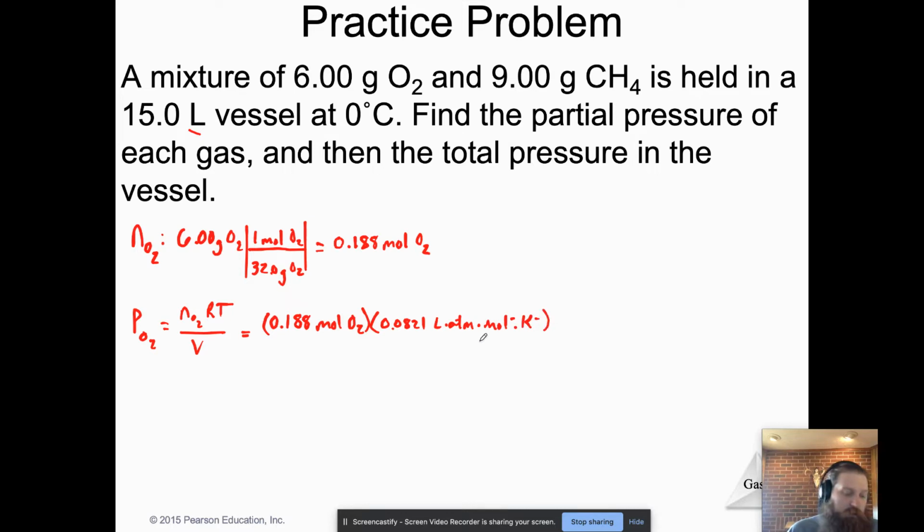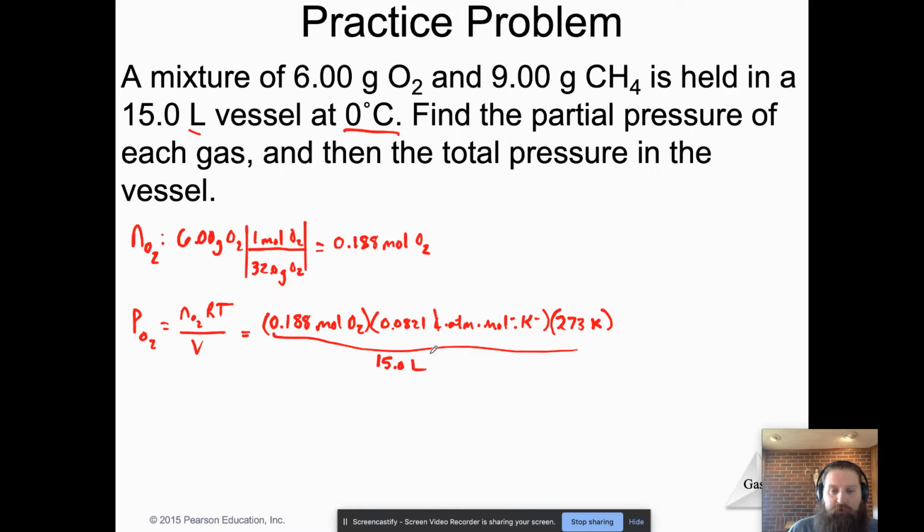Now, just a quick note on why we write units. The problem gives me 0 degrees Celsius. If I tried to plug 0 degrees Celsius in for temperature, I'm going to get 0. Anything divided by 0 is undefined, anything times 0 is 0, and 0 divided by anything is 0. So Kelvin reminds me that I need to convert that Celsius over into 273 K. And I'm going to divide this, worst division line ever, by the volume, which in this case is 15.0 liters.